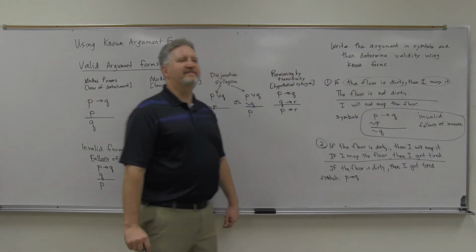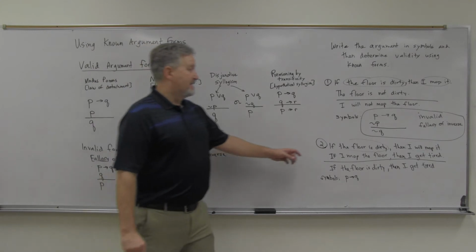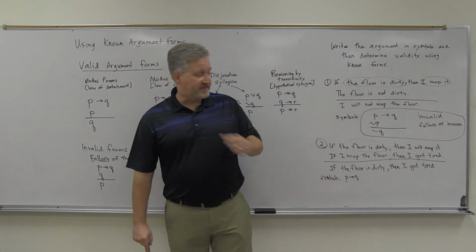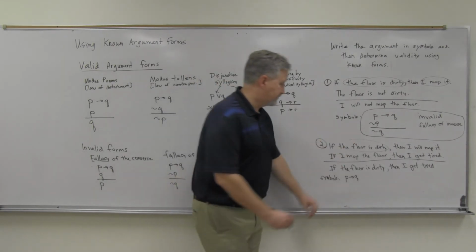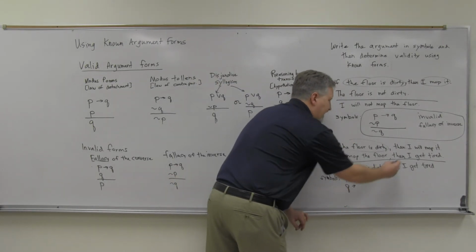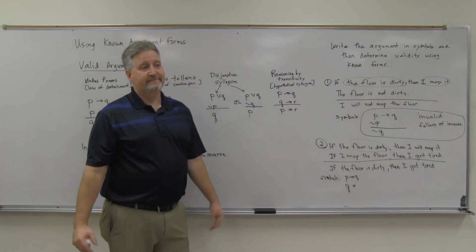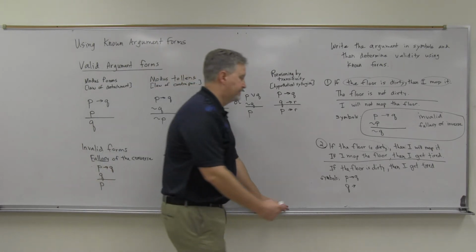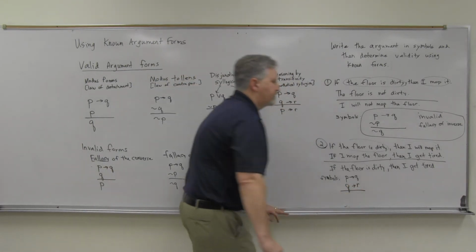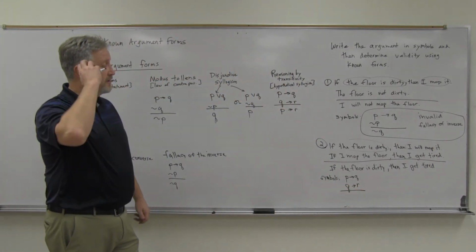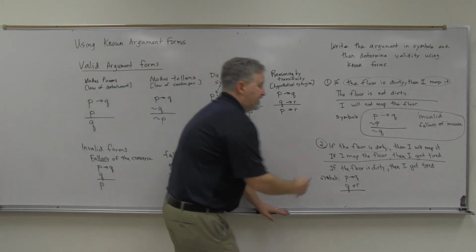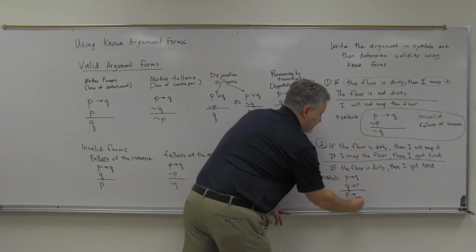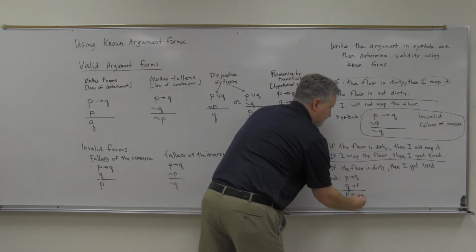What do I have for second premise though? If I mop the floor, I get tired. What's mop the floor? That's Q. I get tired. That's different than the top two, isn't it? So I just have to use another letter, R. So R is I get tired. So the second one's Q arrow R. And then the conclusion, if the floor is dirty, I get tired. Well, the floor is dirty, that's P, arrow, I get tired, that's R, right?